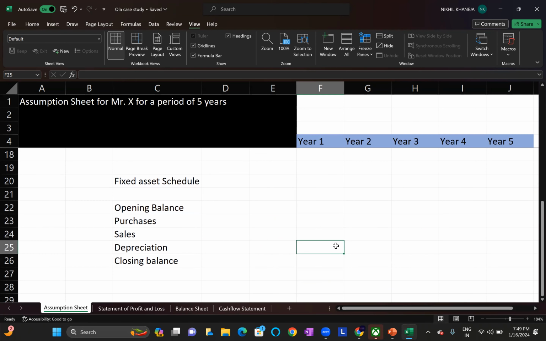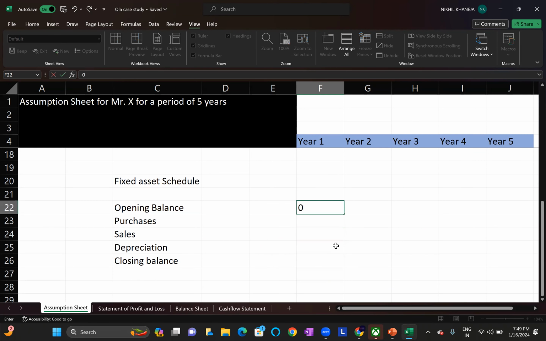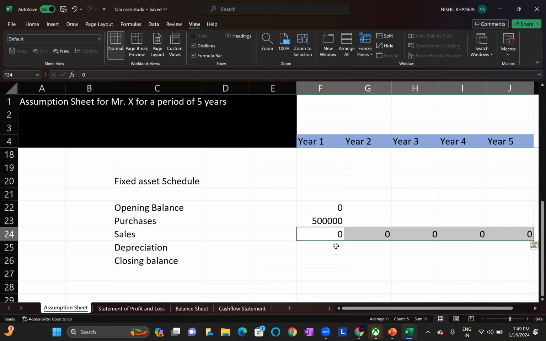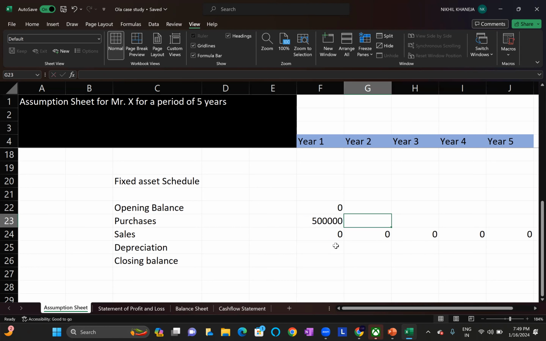Opening balance, obviously, at the initial stage, it is 0. We bought a taxi car for rupees 5 lakh. Sales is nothing, and there is no sale throughout these 5 years. Also, there is no further purchase throughout these years.